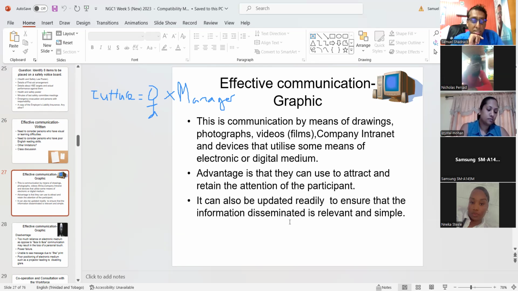Limitation, just two limitations of graphic communication. What's a limitation of a video? It may not be looked at. Yeah, that's true. It might be expensive to produce and buy.